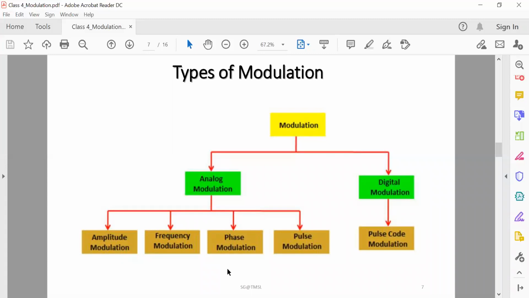So analog modulation, what happens? The analog or sinusoidal signal is used as a carrier signal that modulates the analog message signal. The characteristics of the carrier signal, meaning the amplitude, frequency and phase of the carrier signal, are varied in accordance with the amplitude of the message signal.